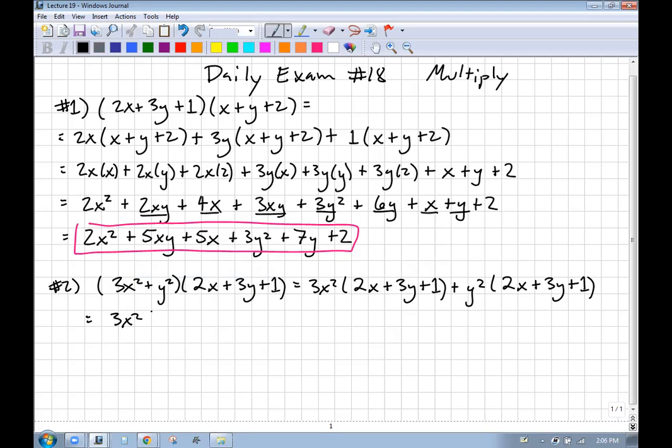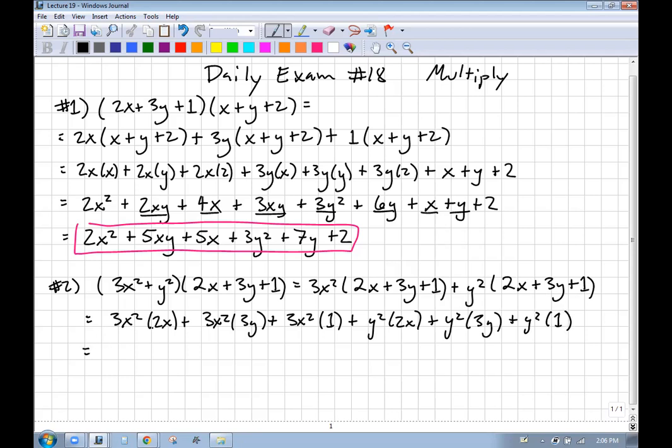We have a 3x squared times a 2x. We have a 3x squared times 3y. We have a 3x squared times the 1. Now for this one over here, we have y squared times the 2x. We have y squared times the 3y. And we have y squared times the 1.